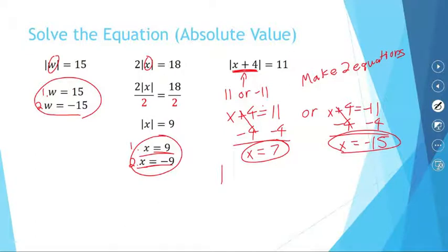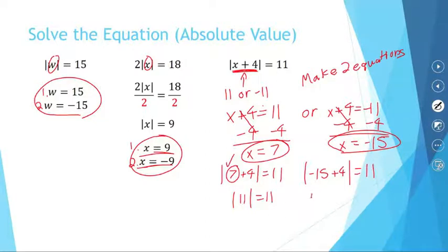The absolute value of, if x is 7, we'll say it's 7 plus 4. Well, 7 plus 4 is 11. And we know that the absolute value of 11 is 11. So that 7 fits. And if you plug in negative 15, it'll work as well. Instead of x plus 4, it's negative 15 plus 4. And negative 15 plus 4 is negative 11. And of course, we know that that equals positive 11. So these are the two numbers that when plugged in will fit, right? The 7 gives you the positive version of it. The negative 15 gives you the negative version of it. But remember the two equations.